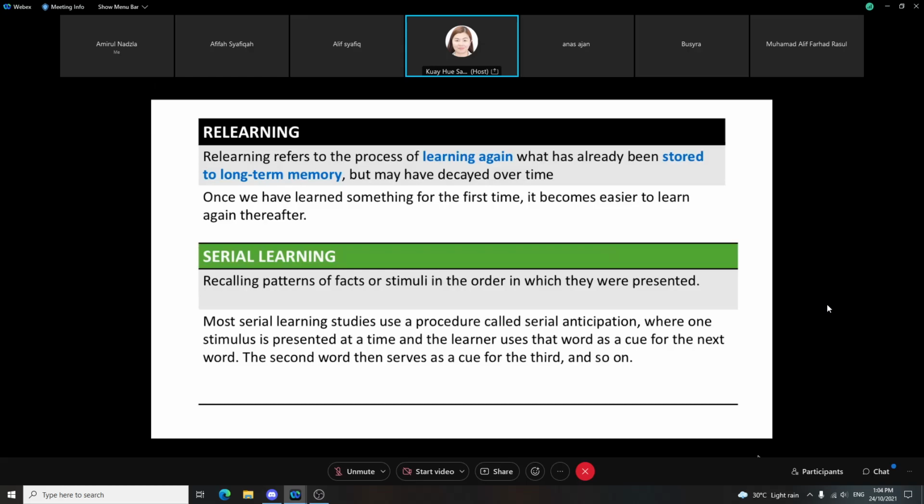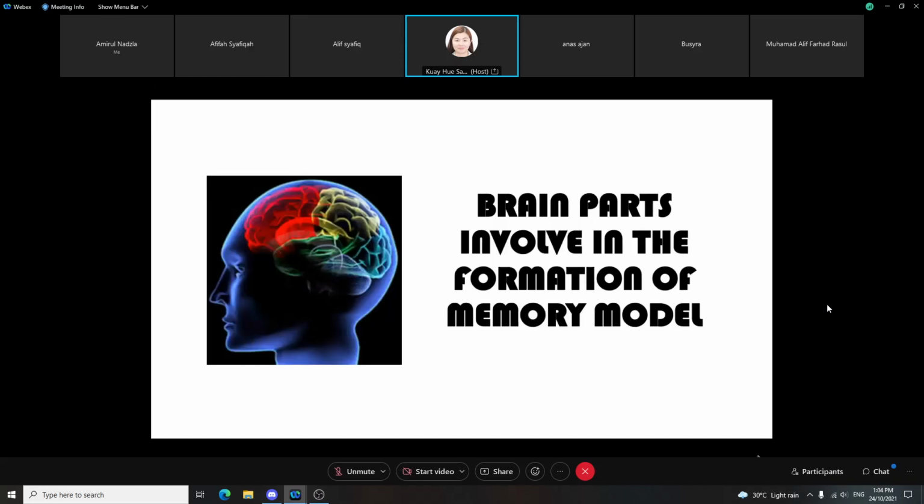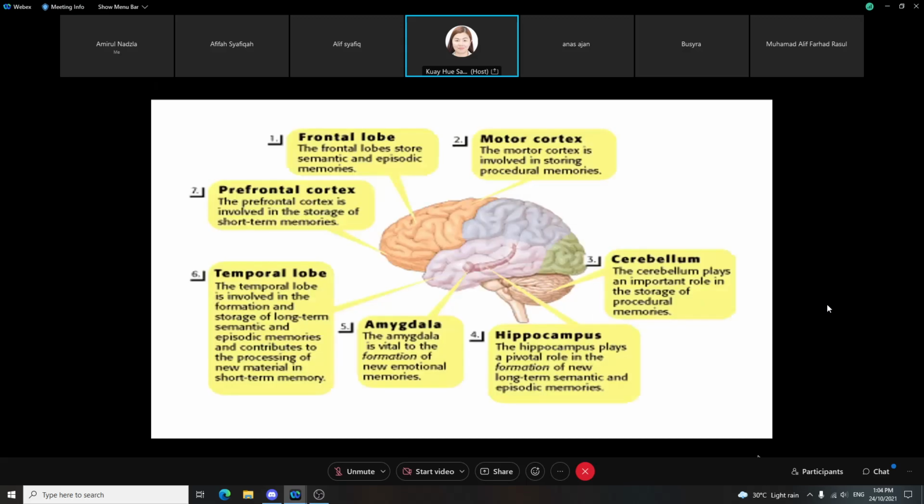Okay? So you put them in order whereby you're able to link them together, for example, all the pieces of information that you want to remember for exams, right? And then the brain parts that are involved in the formation of memory. So this, I believe you know more than I do. Okay, frontal lobe, what they do, motor cortex, and all that, amygdala. So the amygdala is vital to the formation of new emotional memories.